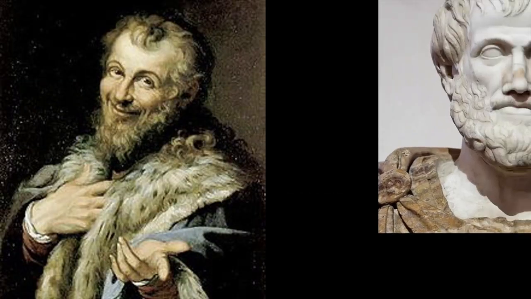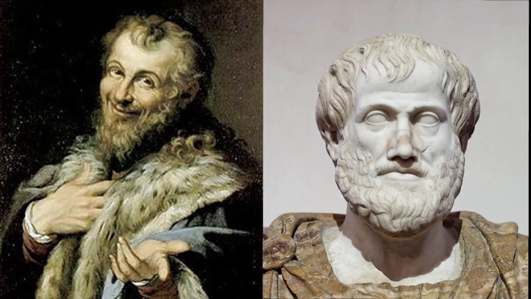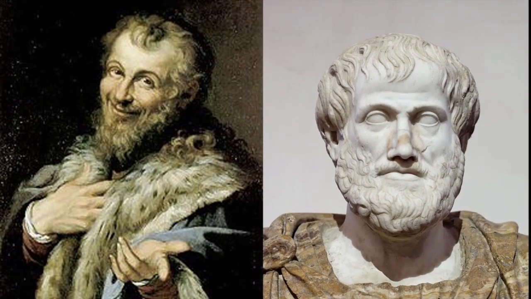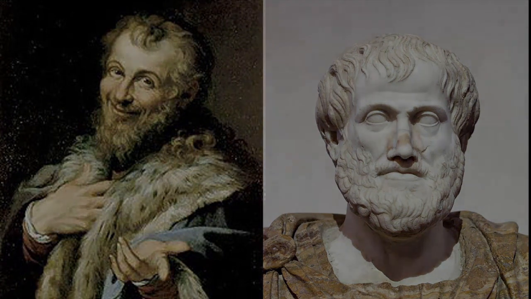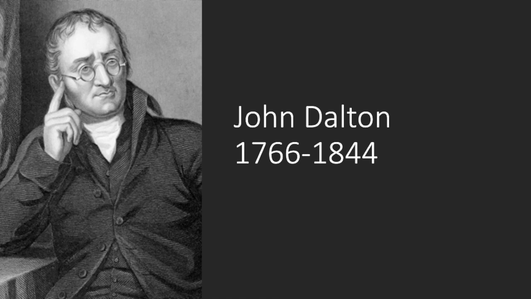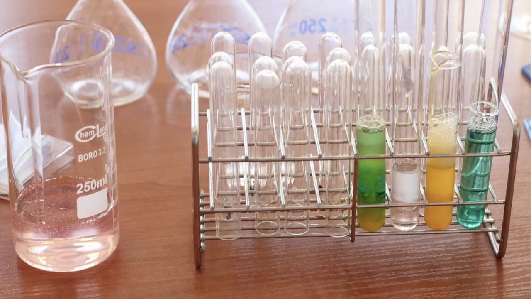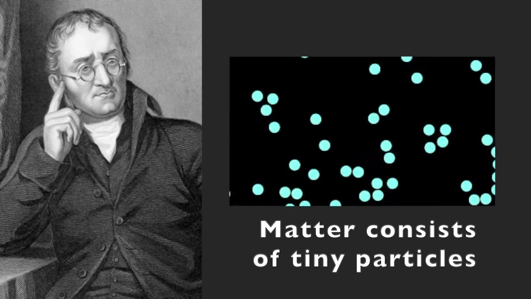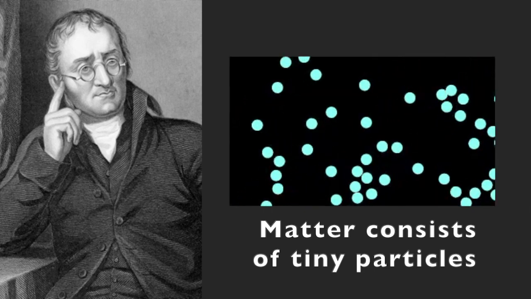Other philosophers, like Aristotle, didn't believe him, and it was more than 2,000 years before anyone would take Democritus seriously. Over 2,000 years after Democritus, John Dalton used the scientific method to help confirm Democritus's work. He did this by studying how chemical elements combined during a reaction. He proposed that matter consists of tiny particles, but he did not know what these particles looked like.